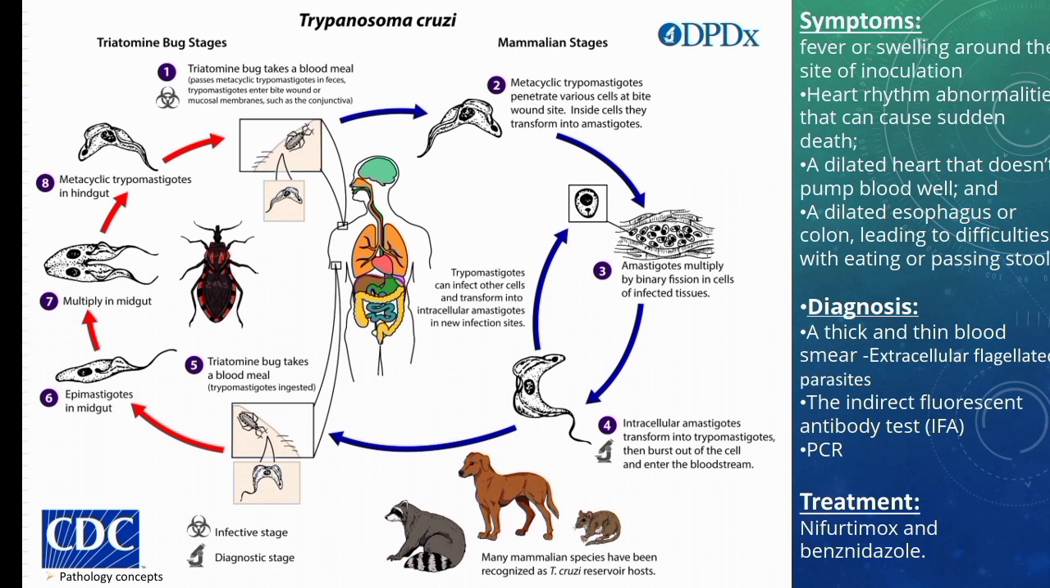Diagnosis is done by thick and thin blood smear examination. The light microscopic examination reveals an extracellular flagellated parasite. Other important modalities are the indirect fluorescent antibody test and PCR. The treatment is nifurtimox and benznidazole.